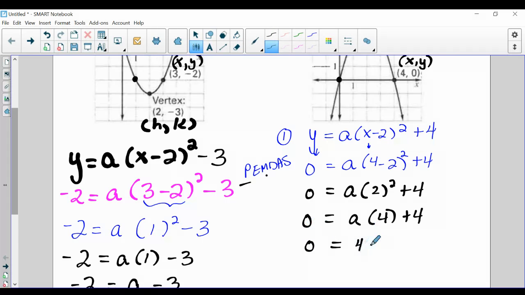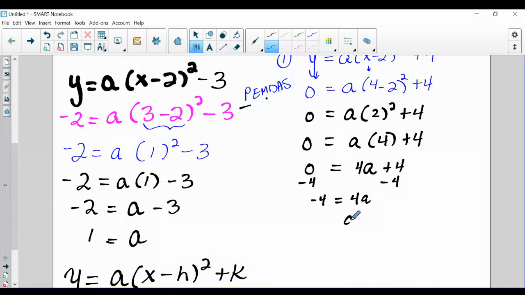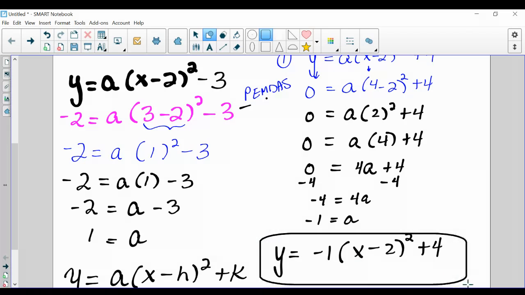A times 4 is 4a. So I'm rearranging it so that the coefficient is written first. Plus 4. And now you can see that it's really not a 4 plus 4. It's 4 times a plus 4. So now we can isolate a. And we'll get negative 4 equals 4a, and divide by 4 on both sides, and we get negative 1 for a. So let's go ahead and write our equation. Our equation is y equals negative 1 times (x minus 2) squared plus 4. Go ahead and box this answer up.